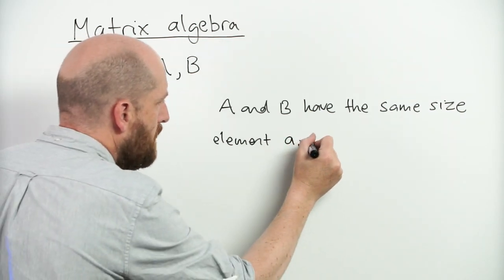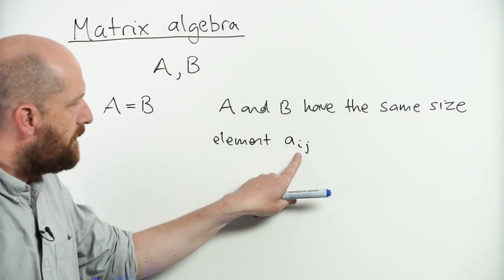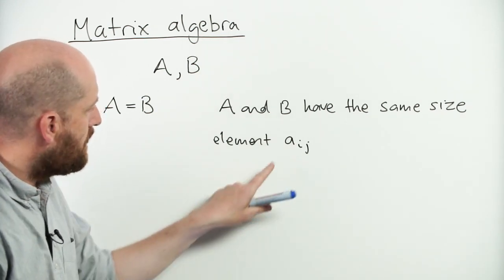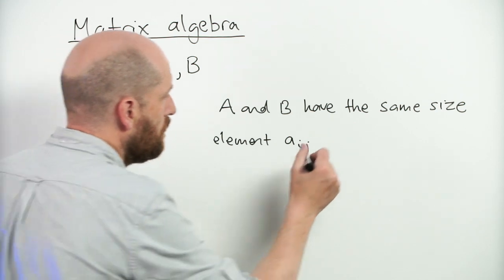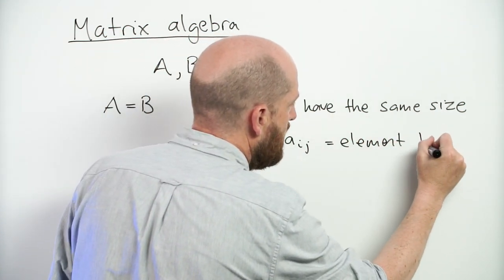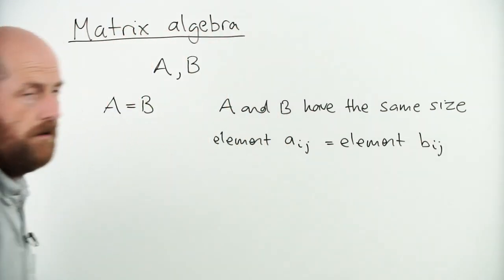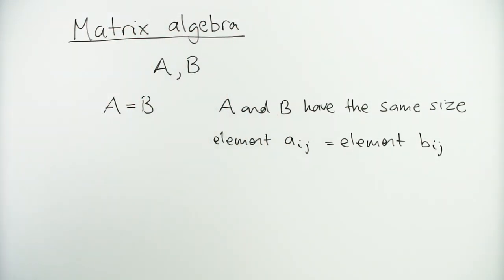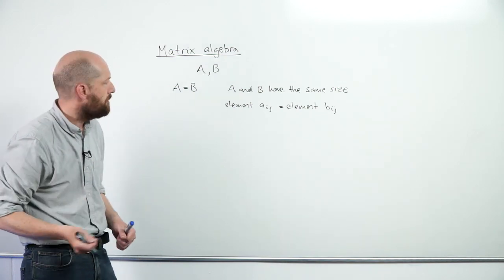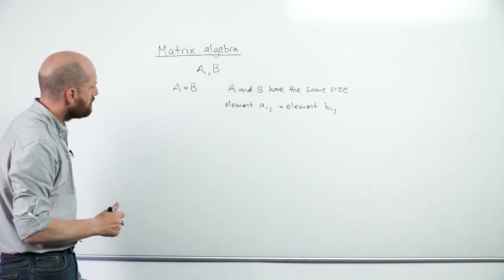and also that the element Aij, and remember what I mean there is this is the element that's in the ith row and the jth column, so the element Aij equals the element Bij. Okay, so it's a rather long-winded way of saying that every element is the same as the one in the other matrix. We just look across. Let's do a quick example of that.